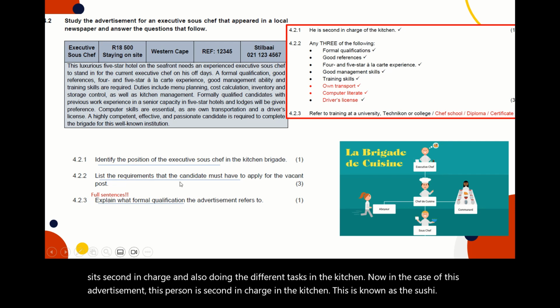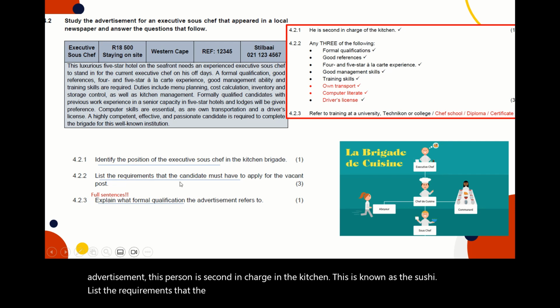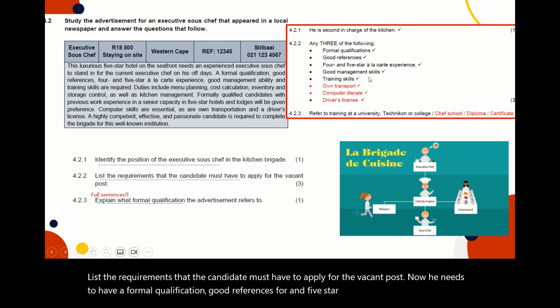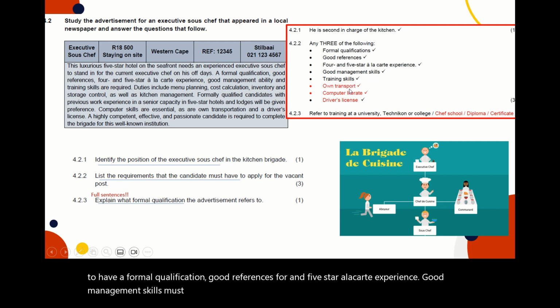List the requirements that the candidate must have to apply for the vacant post. Now, he needs to have a formal qualification, good references, 4- and 5-star à la carte experience, good management skills, he must have training skills, he must have his own transport, you must be computer literate, and you must also be in possession of a driver's license.